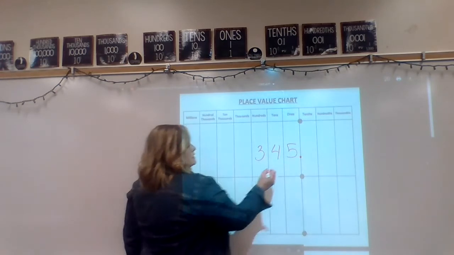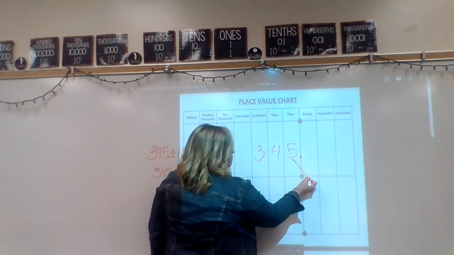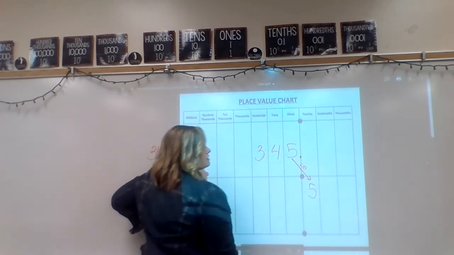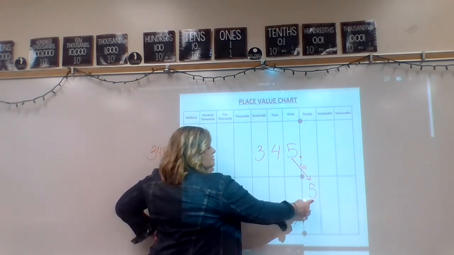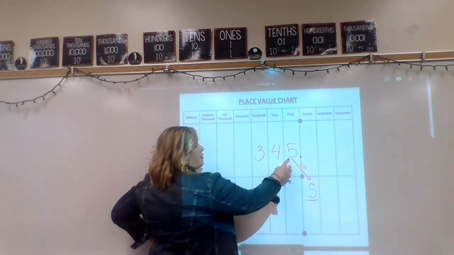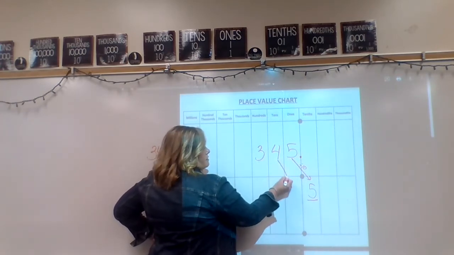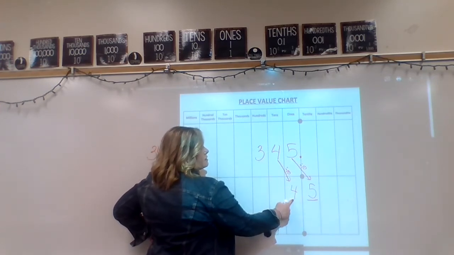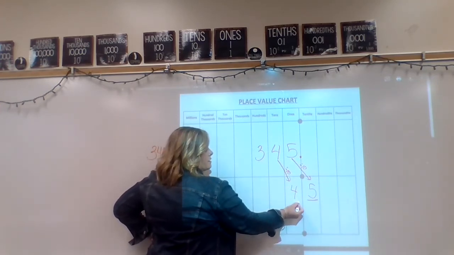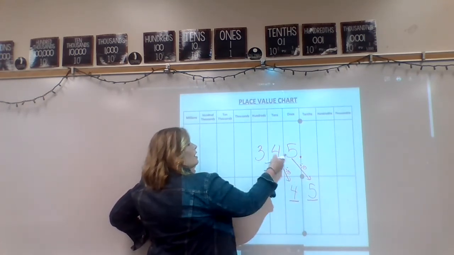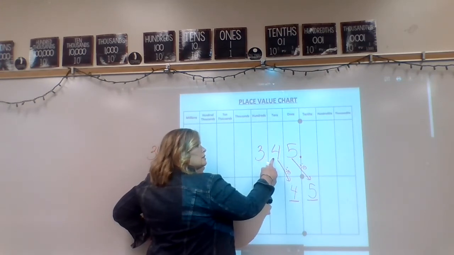If I was dividing by 10, my 5 would move 1 place. And here's the reason. We could say 1/10 of. This 5 in the tenths place is 1/10 of this 5. This 4, when we divide by 10, ends up here in the ones place. That means this 4 in the ones place is 1/10 of the 4 in the tens place.